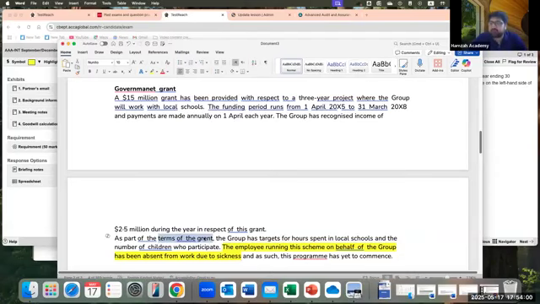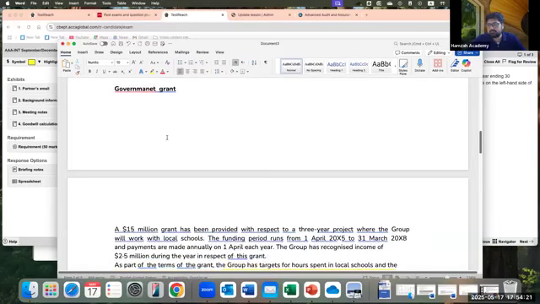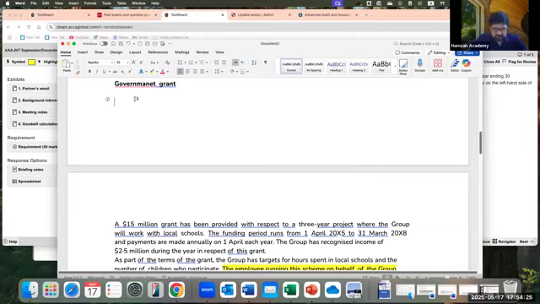Terms of grant. Target hours and participation. So the government grant has been received for a 3-year project of 15 million related to education, educational work, related work to be done by the group.